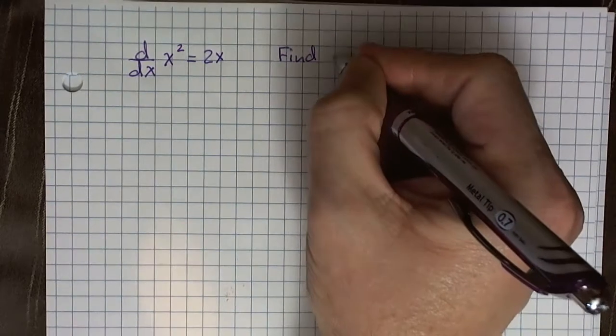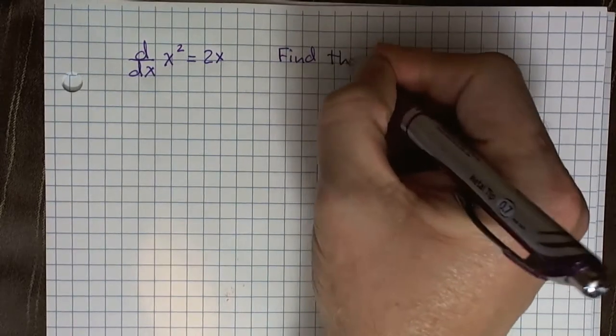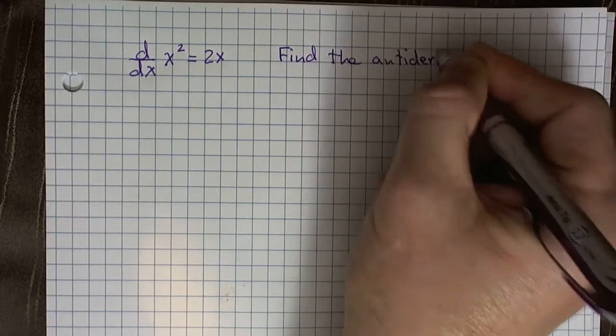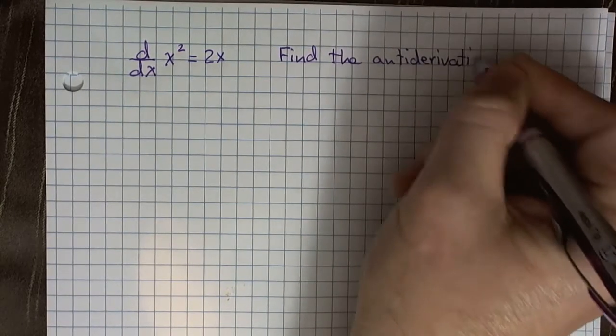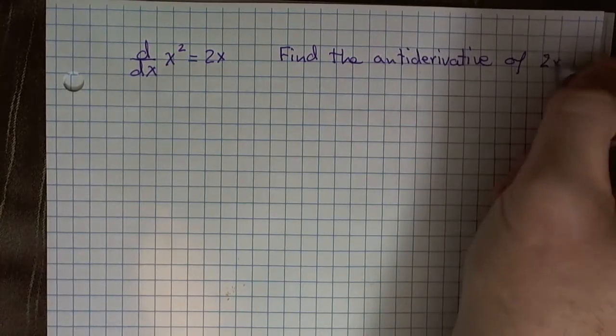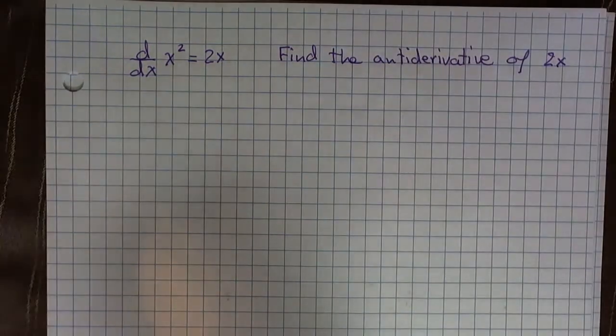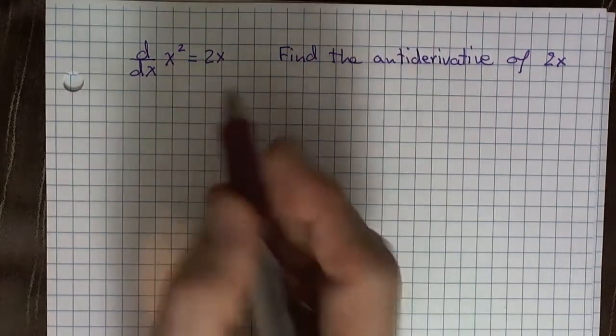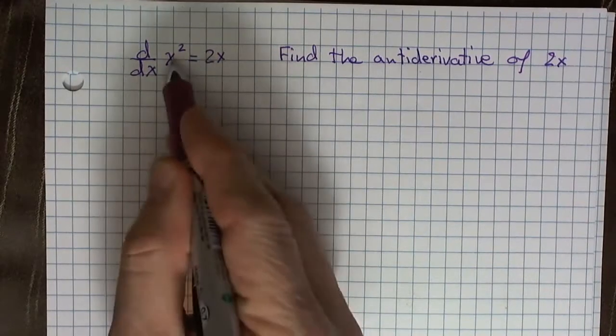In other words, we want to find the antiderivative of 2x. See? In other words, we're wanting to go backwards. What did we differentiate to get 2x? Well, you can see here, we know it was x squared.